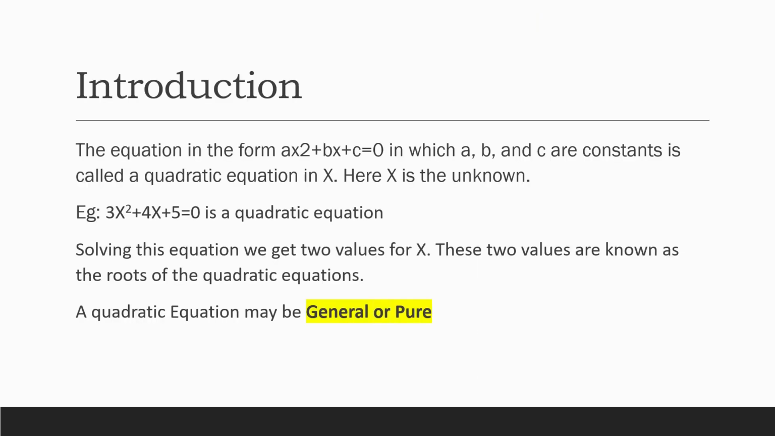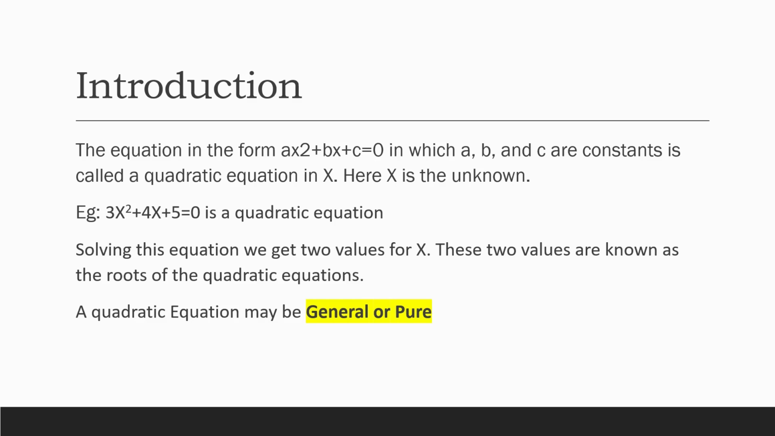A quadratic equation is an equation in the form of ax square plus bx plus c is equal to 0, in which a, b and c are constants. That is, inside the equation we have ax square plus bx plus c, and the values of a, b, c are constant, that is, numerical values. Such an equation is known as a quadratic equation, and the value of x in that equation is an unknown, so we have to find out the value of x.